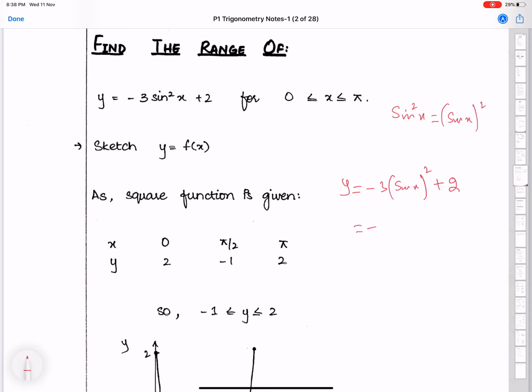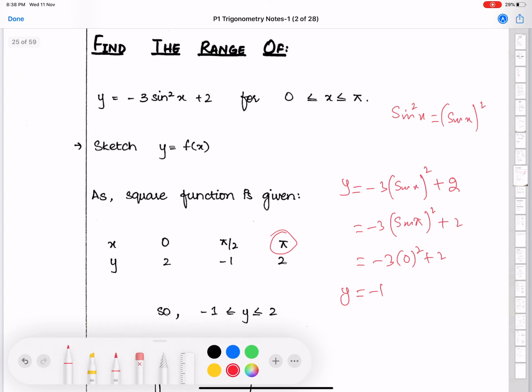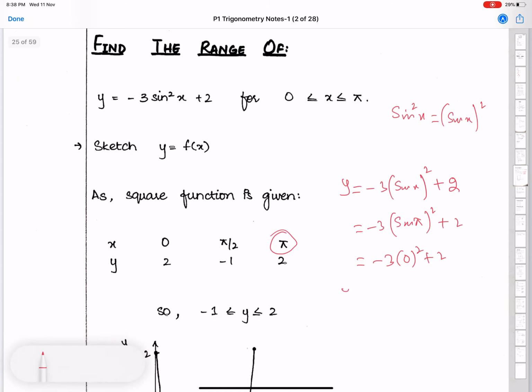Now you can just substitute the values. For example, if you want to check sine pi, you just need to write sine pi here. You must know sine pi is 0. If you don't know this, you should use your calculator. I'm sorry, this is minus 2. In fact, plus 2. So the range of this curve is minus 1 to 2.